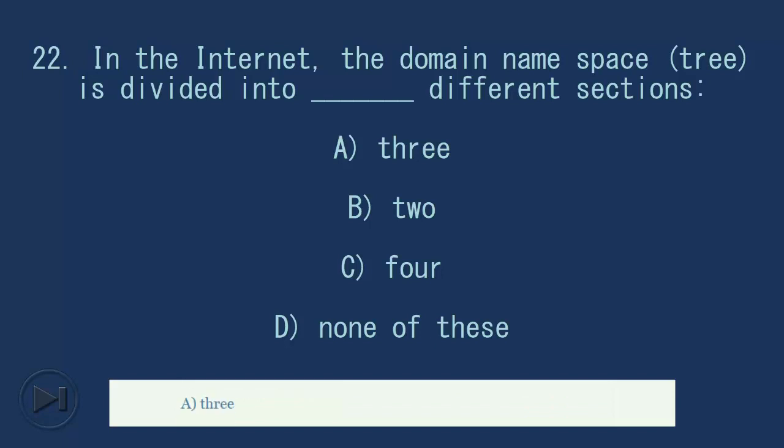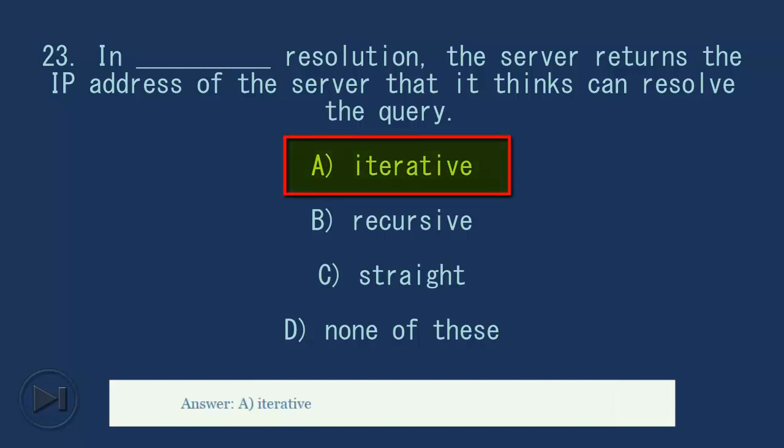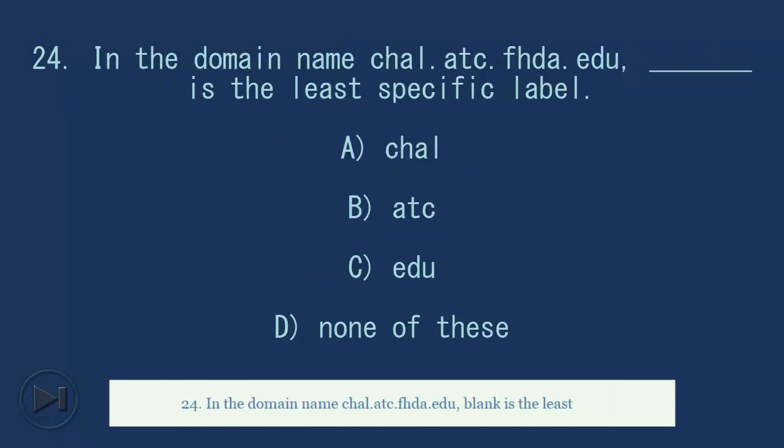22. In the Internet, the domain namespace tree is divided into blank different sections. A. 3. B. 2. C. 4. D. None of these. Answer, A. 3. 23. In blank resolution, the server returns the IP address of the server that it thinks can resolve the query. A. Iterative. B. Recursive. C. Straight. D. None of these. Answer, A. Iterative.